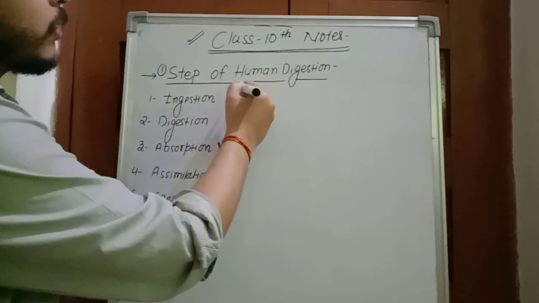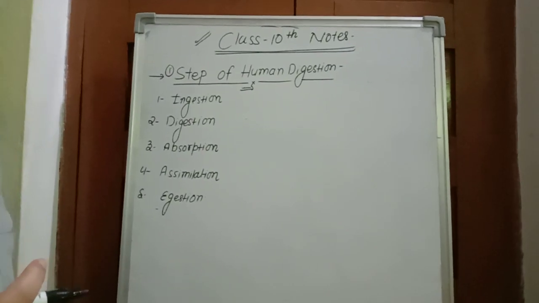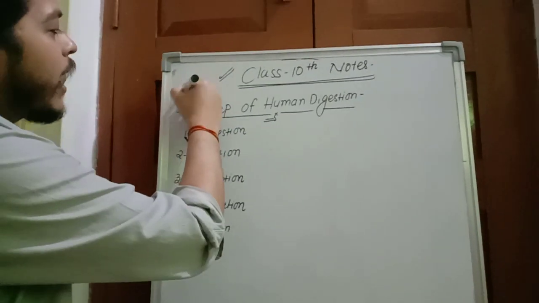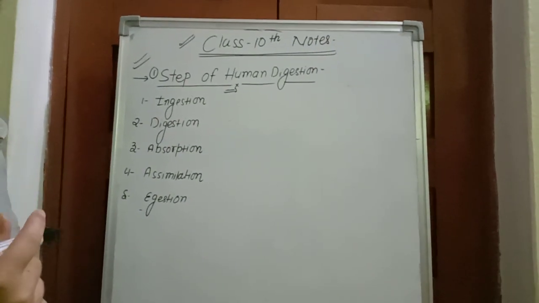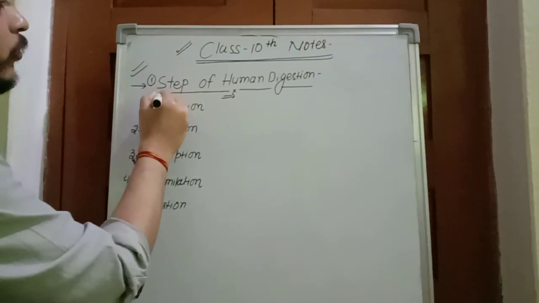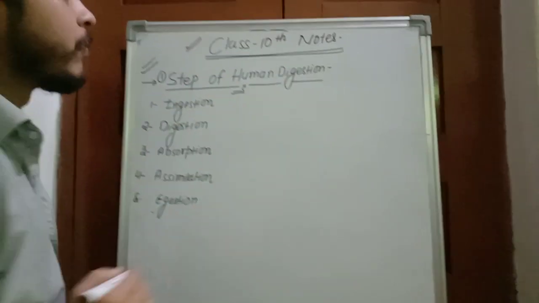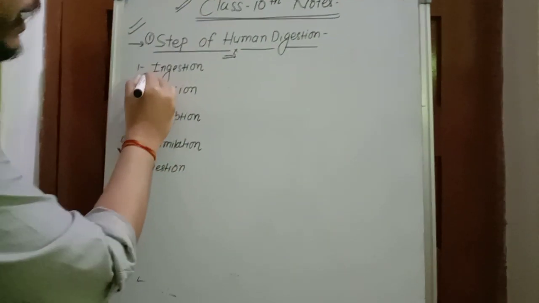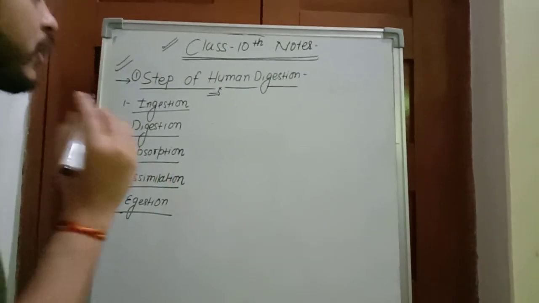So hi students, in this video we discuss how to make notes on the topic nutrition. In the class we discussed the types of nutrition and drew the figure of human digestion. So start making notes, write the heading steps of human digestion. The steps are ingestion, digestion, absorption, assimilation and egestion.